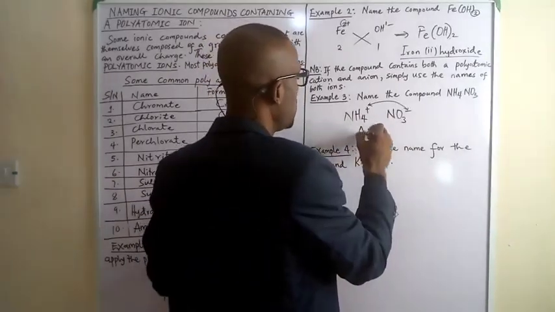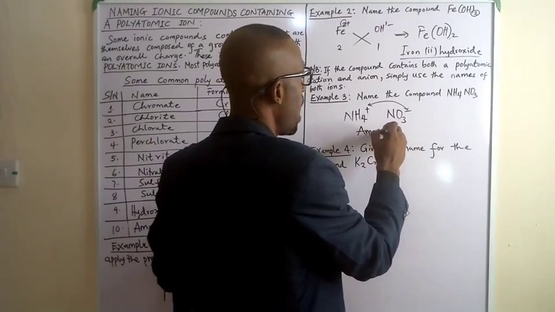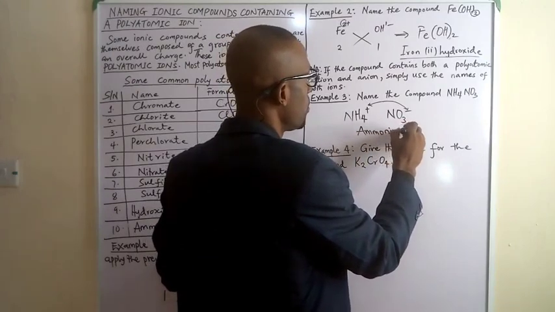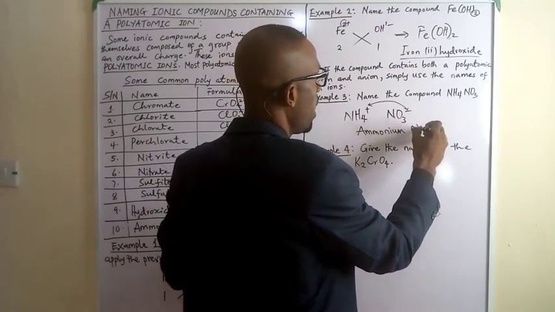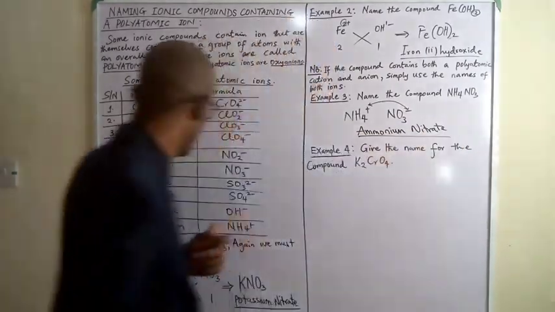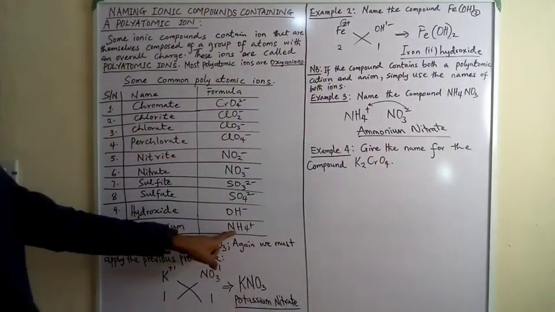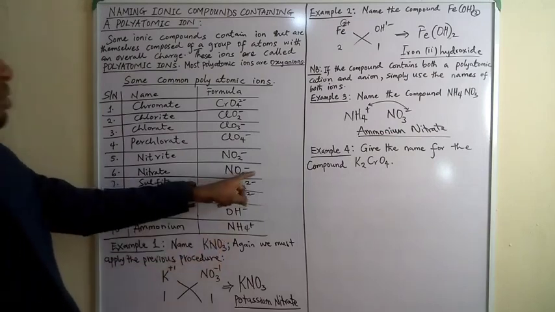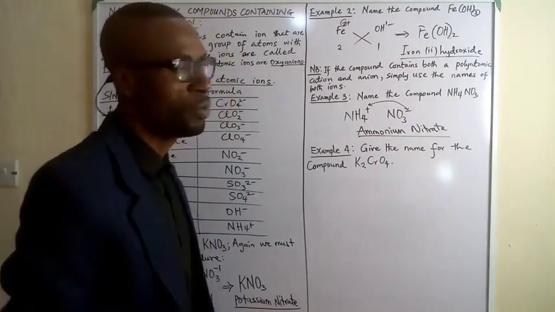So here, what do we name this compound? It is ammonium nitrate. This is ammonium nitrate because this is ammonium, and this is nitrate. So this is simply ammonium nitrate.